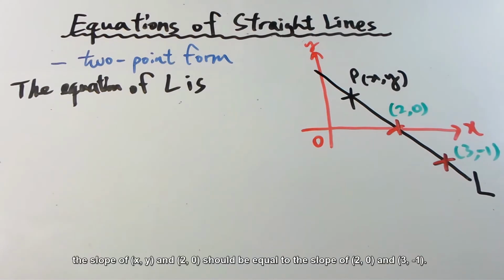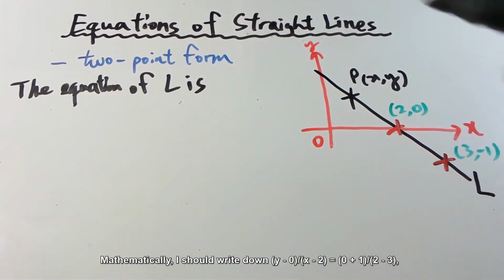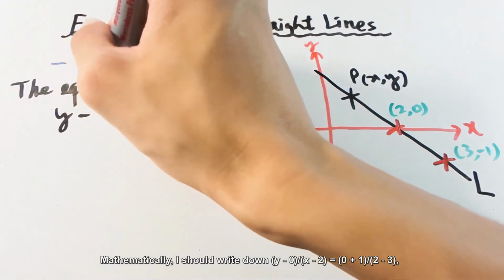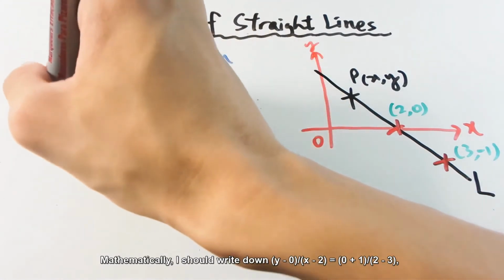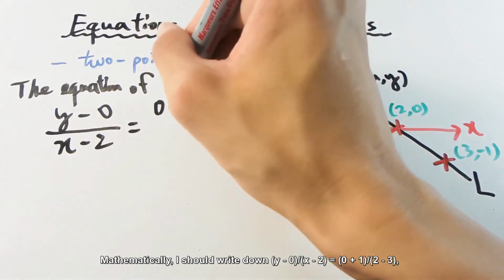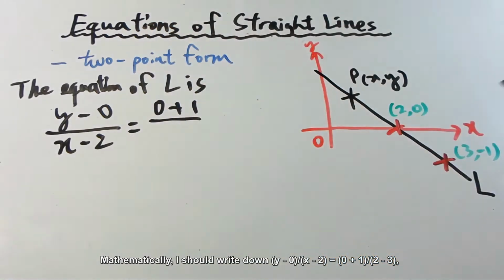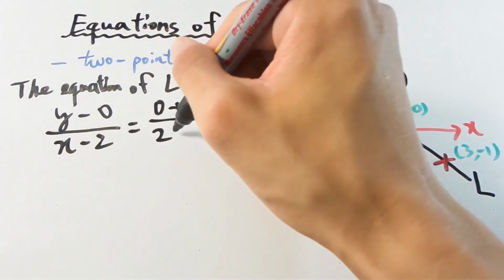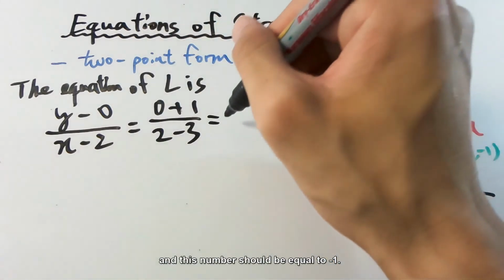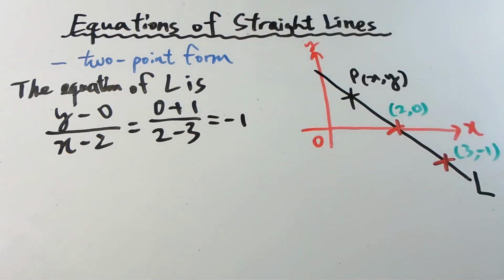Now I should know that the slope of (x, y) and (2, 0) should be equal to the slope of (2, 0) and (3, -1). Mathematically, I should write down (y - 0) over (x - 2) is equal to (0 - (-1)), which means 0 + 1, over 2 - 3.